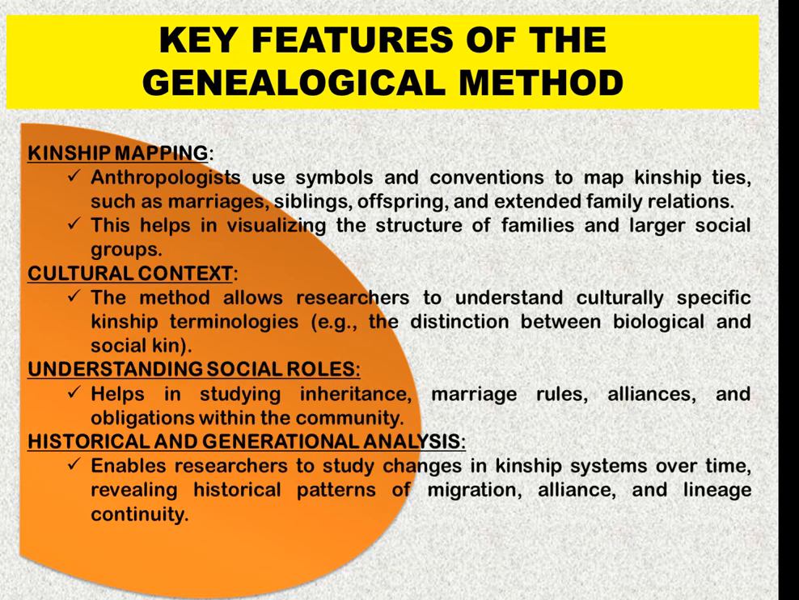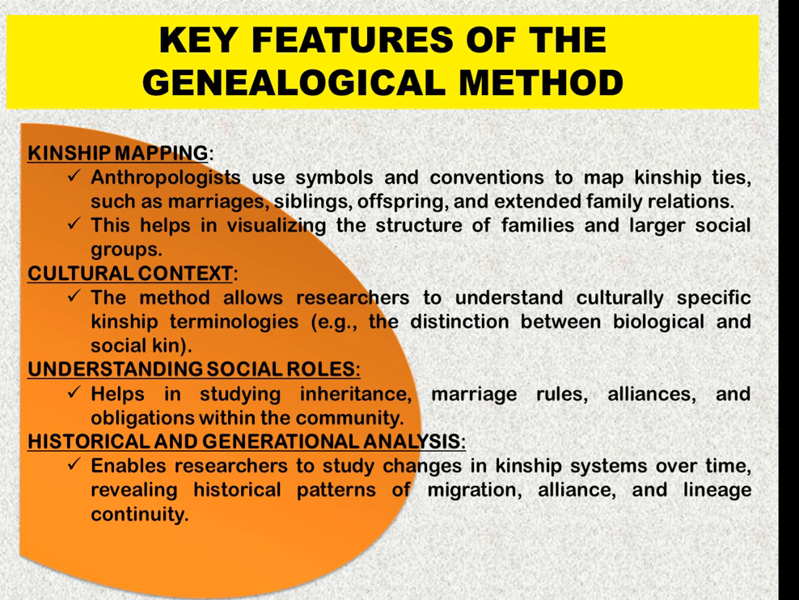1. Kinship mapping. Anthropologists use symbols and conventions to map kinship ties, such as marriages, siblings, offspring, and extended family relations. This helps in visualizing the structure of families and larger social groups. 2. Cultural context. The method allows researchers to understand culturally specific kinship terminologies, e.g., the distinction between biological and social kin. 3. Understanding social roles helps in studying inheritance, marriage rules, alliances, and obligations within the community.